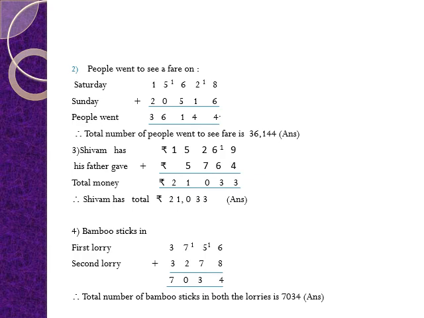Question number 4. A lorry contains 3,756 bamboo sticks and another lorry contains 3,278 bamboo sticks. So now we have to find out the total number of bamboo sticks. Bamboo sticks in the first lorry 3,756, in the second lorry 3,278. Now we have to find the total by adding both the numbers.